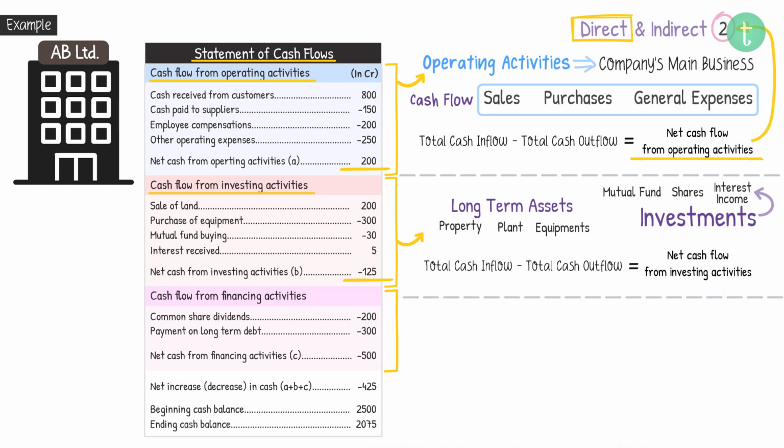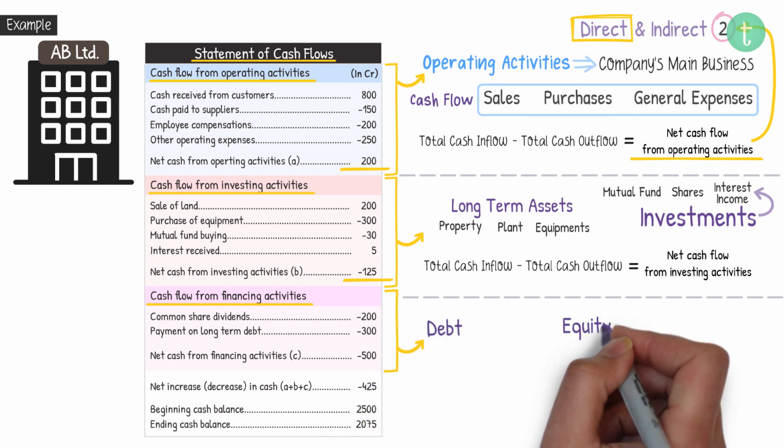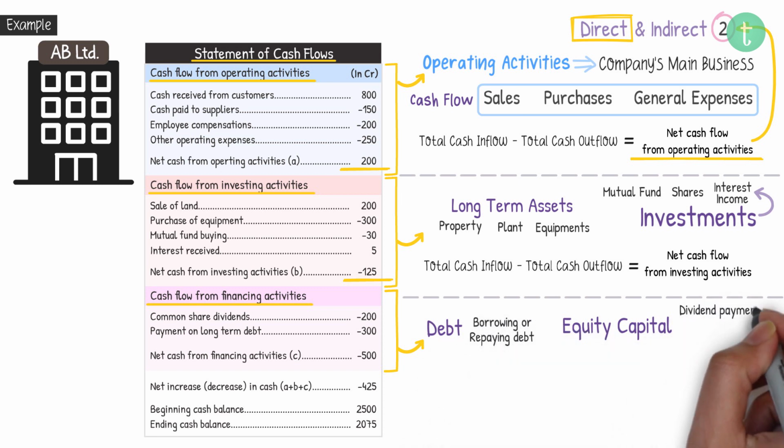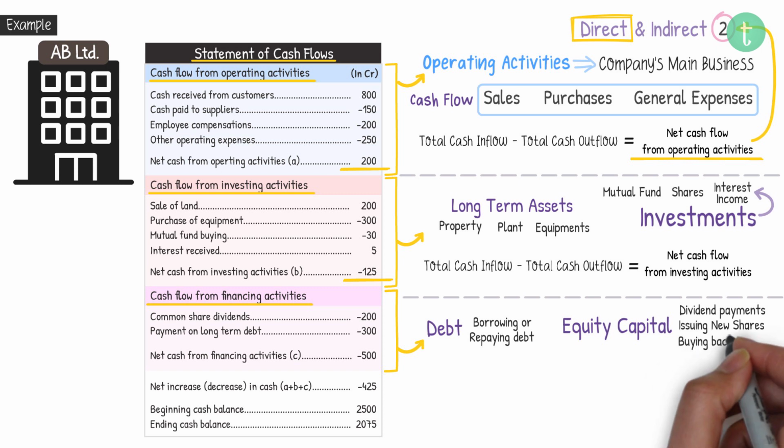The third and final part is cash flow from financing activities. This part includes cash flows that result in changes to the company's debt and equity capital. Examples include borrowing or repaying debt, making dividend payments, issuing new shares, or buying back shares.